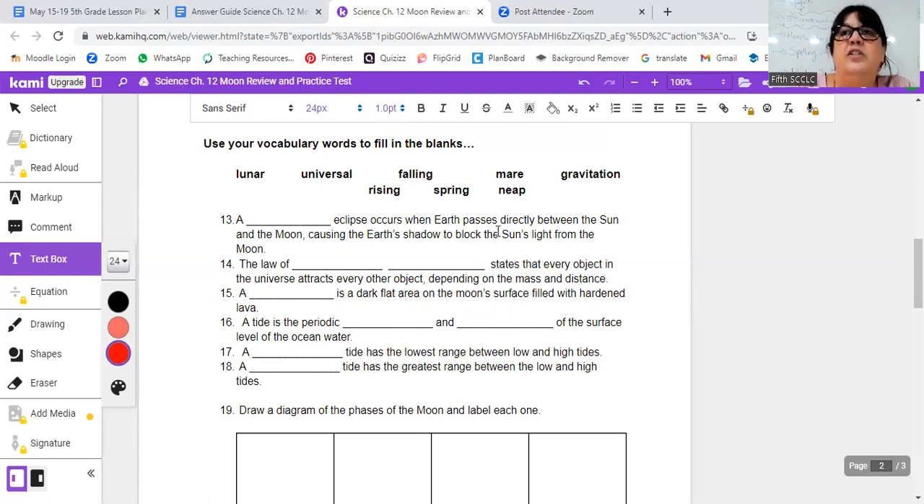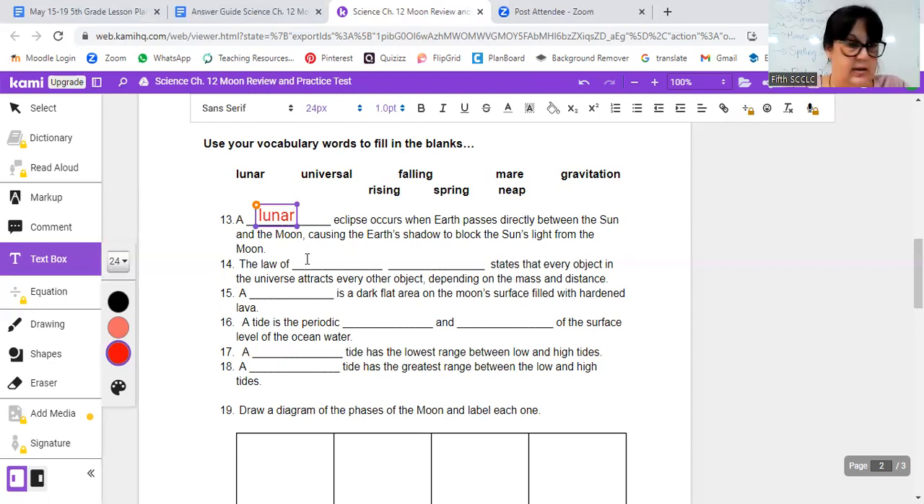Okay. You need to use these vocabulary words to be filling in the blank. Okay, 13, Marcos, what do you think it is? Good. A lunar eclipse occurs when the Earth passes directly between the sun and the moon, causing the Earth's shadow to block the sun's light from the moon. Lunar. Number 14, the law of blank blank states that every object in the universe attracts every other object depending on the mass and the distance.